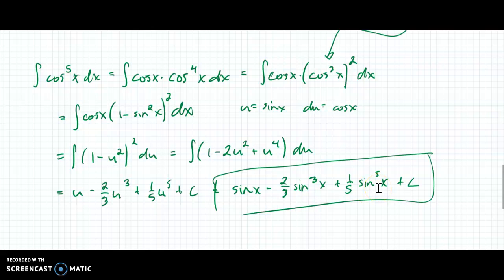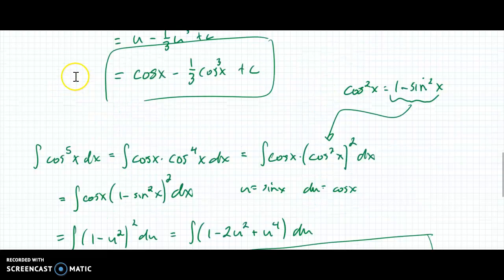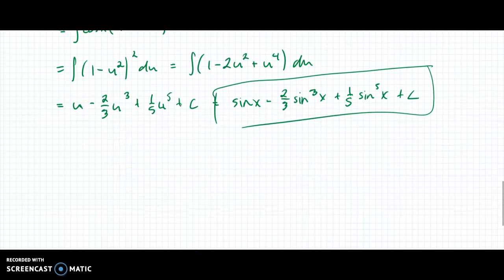Okay, hopefully this is making some sense, picking up what I'm putting down. Let's do one more. This one is going to be one where I don't have just a cosine or a sine. So let me write it because I'm going to run out of time. We're going to do the integral of sine squared x times cosine cubed x dx.